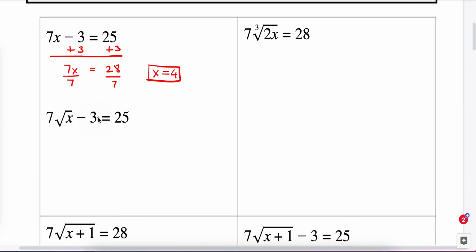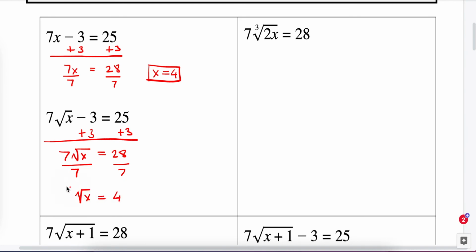What if, instead of having x, you've got the square root of x? Well, everything else works exactly the same way. We still add 3 to both sides. We get 7 times the square root of x equals 28. And once again, we divide by that coefficient, the 7, and we get the square root of x equals 4.